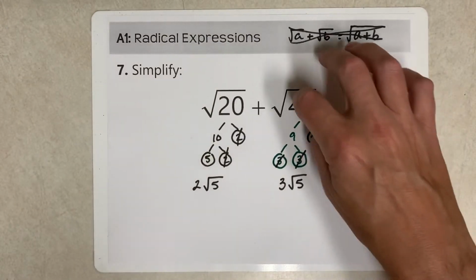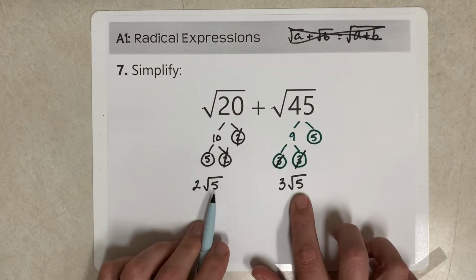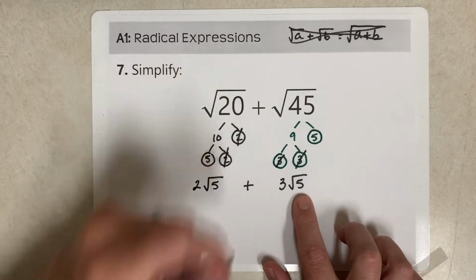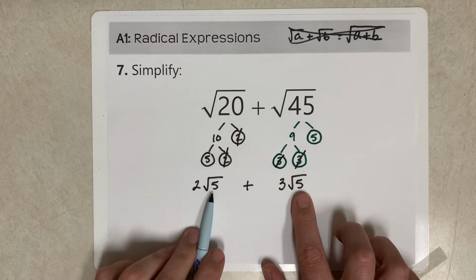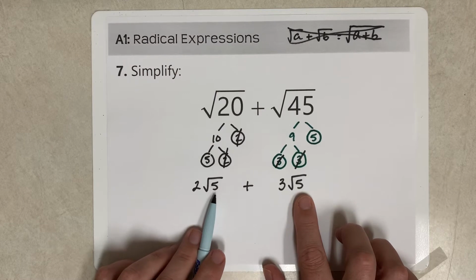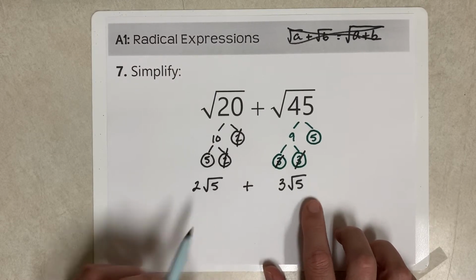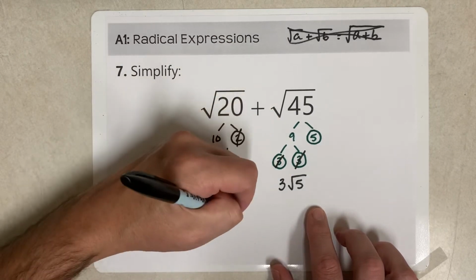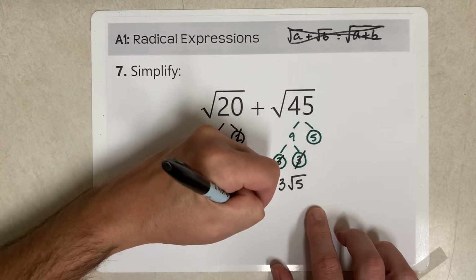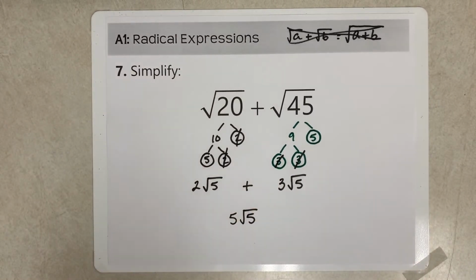So once I simplify both of those, I see that I have a root 5 on both of them, which is nice because now I can add them together. If these were different numbers, then I could not add them together right away. I maybe could do something else, or possibly I couldn't do anything if these were different. 2 root 5's and another 3 make 5 root 5. And that's your final answer.